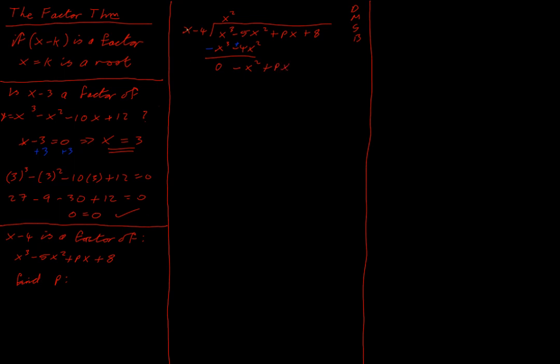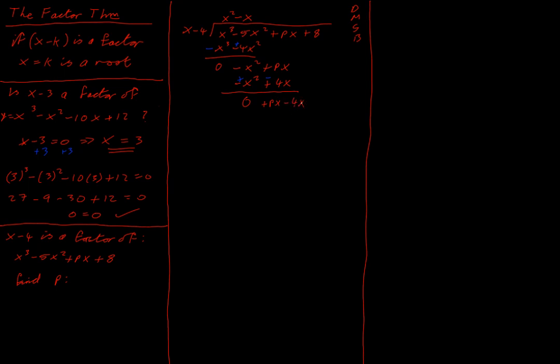Repeat the cycle again. x divided into minus x squared is minus x. Minus x by x is minus x squared. Minus x by minus 4 is plus 4x. Subtract. Again, all of the steps that we are already familiar with in long division. Now this gets a little bit messy, so I'm going to write this out. So I have plus px minus 4x.